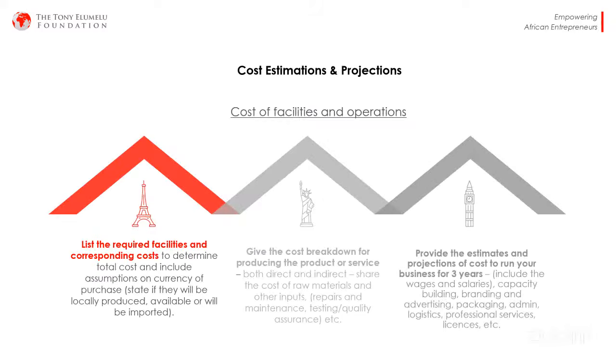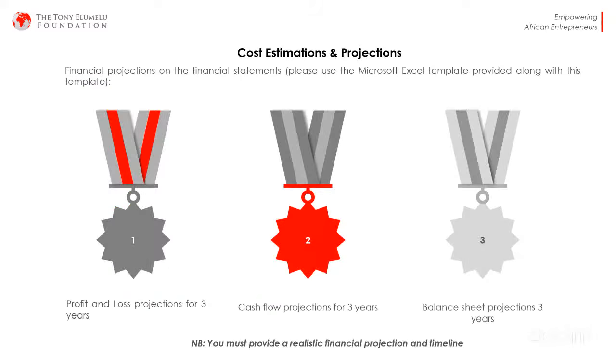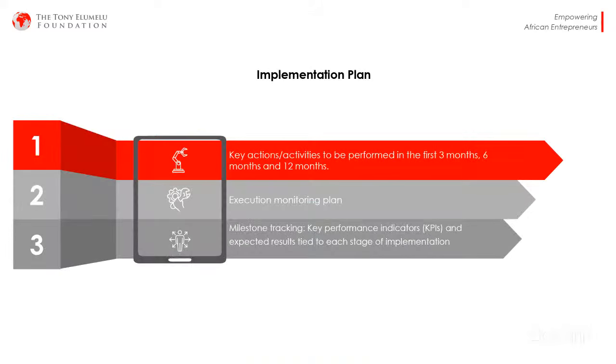And then your cost estimation. What are the required facilities that you need for your business? Then you break those costs down. Then the estimate of those costs in the first 3 years. Then your revenue projections, like I said, the key drivers of your revenue, your sales, as well as your volume and your pricing, and how will you manage this so that your revenue can continue to increase. Then your cost estimate and your projections, which fit into your P&L, and then your cash flow, and then your balance sheet for the period.